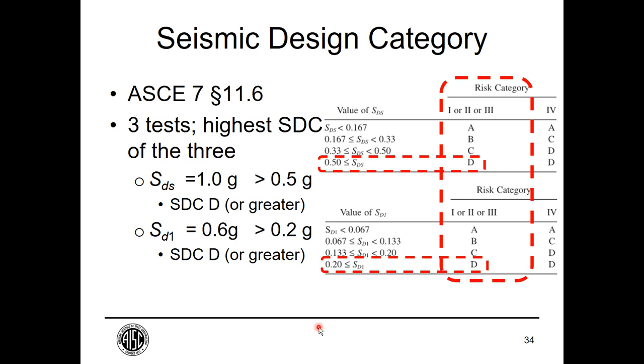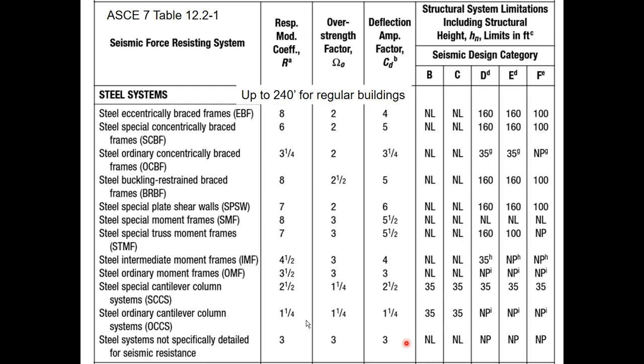Now we're going to check to see if we're in E or F. S1 is not greater than 0.75, so we're not in seismic design category E. And of course, we're not risk category 4, so we're not in seismic design category F. So we've determined seismic design category D.